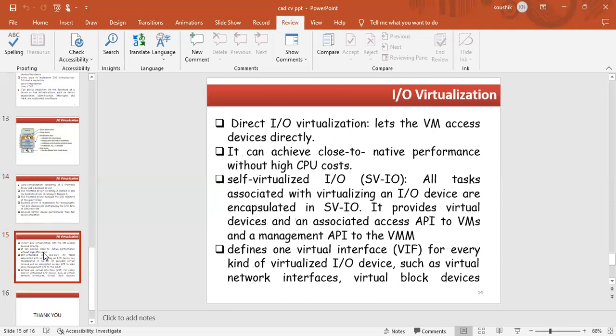Direct I/O virtualization lets the VM access devices directly. It can achieve close to native performance without high CPU costs.